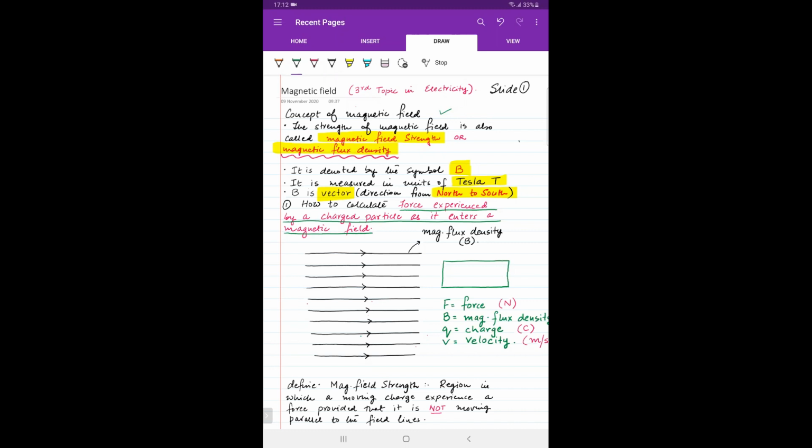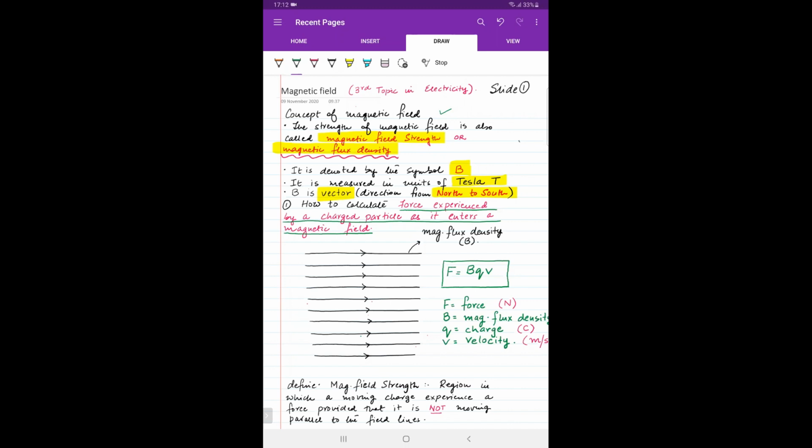Okay, so the first working is how to calculate the force experienced by a charged particle as it enters a magnetic field. तो पहले फॉर्मूला बता दूं और फिर डिस्कस कर लेते हैं कि कौन से सिनेरियोज में फोर्स लगता है वर्सेस कौन से सिनेरियोज में फोर्स नहीं लगता. So as far as the expression is concerned, the force experienced by a charged particle as it enters a magnetic field is given by the relationship F is equal to BQV.